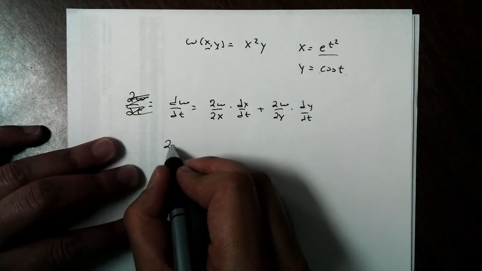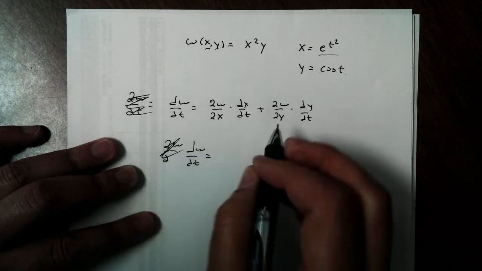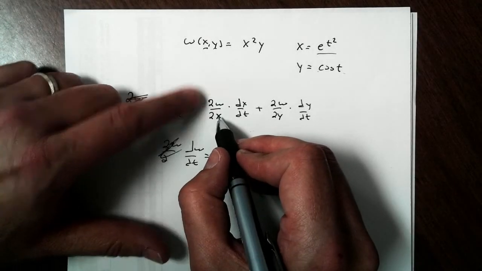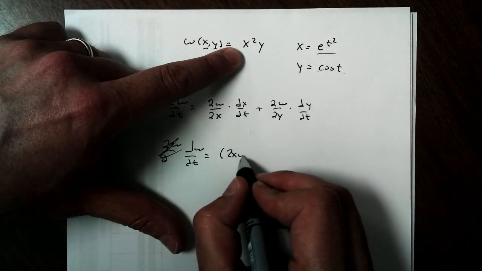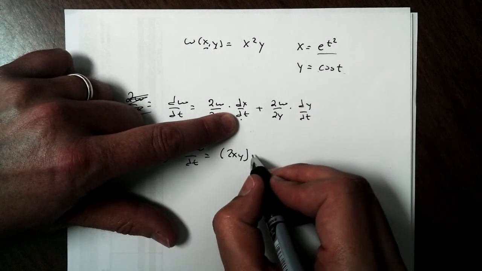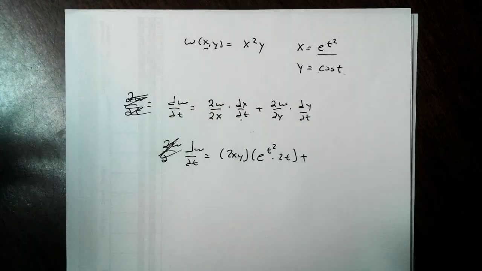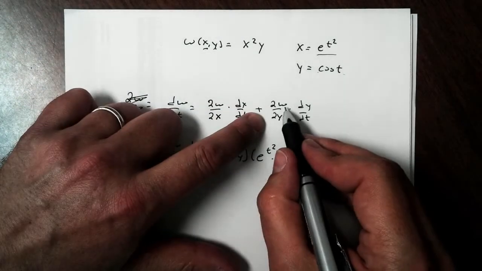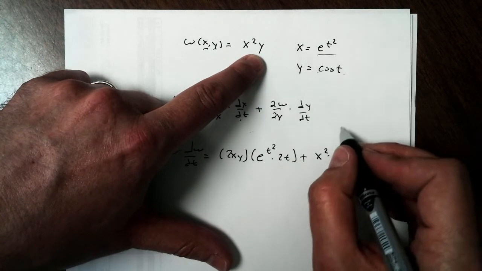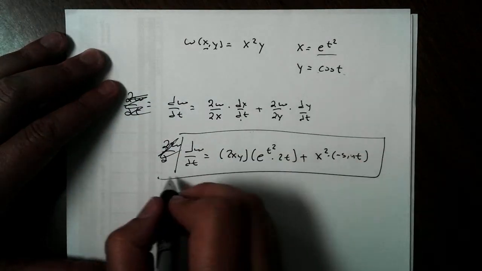And you're going to do this in your head. This is dw dt, and do these in your head. Okay? The partial of w with respect to x, well, that's just 2xy times the derivative of x with respect to t. Chain rule, we get e to the t squared times 2t. Plus, this is your derivative, the partial of w with respect to y, which is just x squared, times the derivative of y, which is negative sine of t. And you can leave it like this, and that's fine.